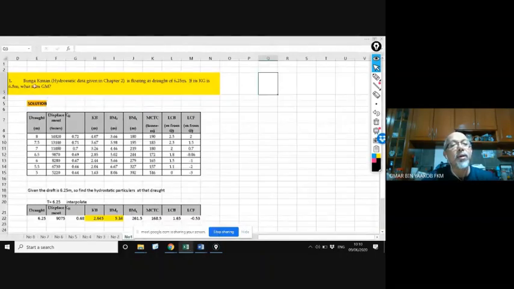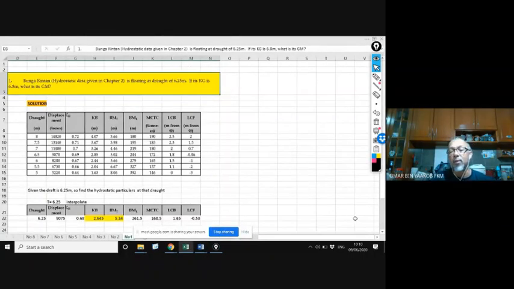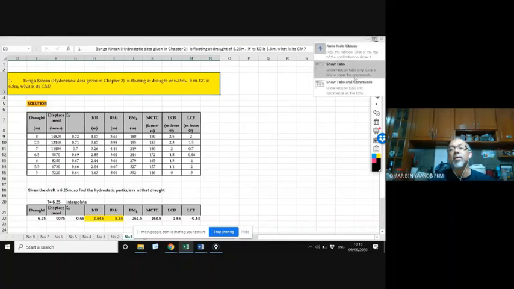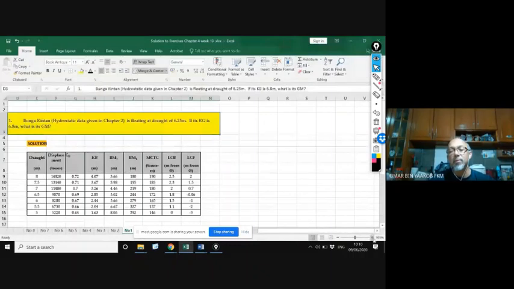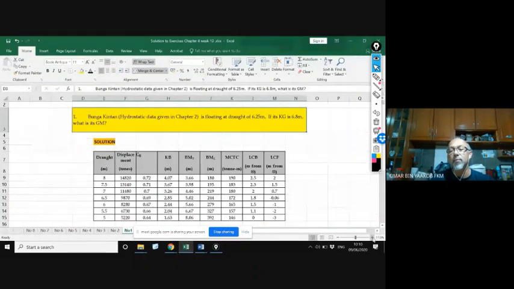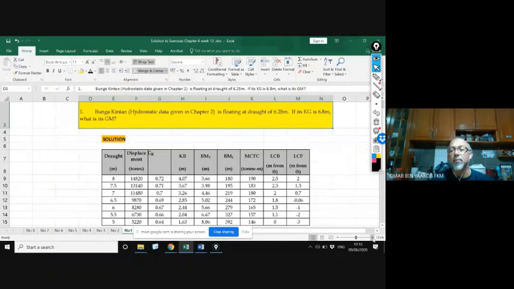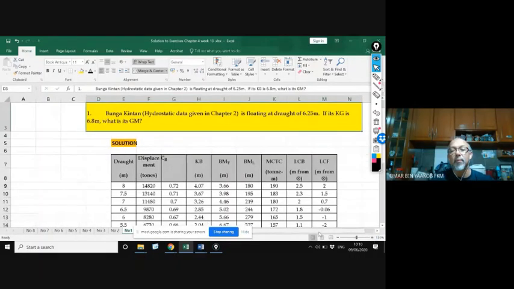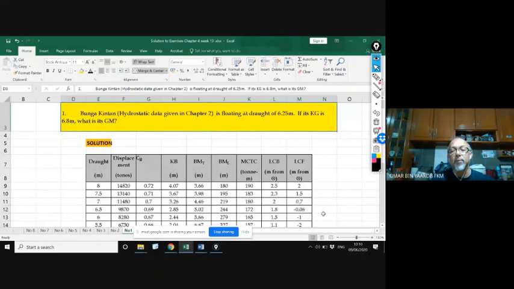So I copy the question here to the top of my Excel file, and I hope you can see the Excel file as well. We make it slightly bigger. So that's Bunga Kintan given floating at draft of 6.25 meters, yeah? 6.25, it's not 6.5. All right, so the question is, if its KG is 6.8, what is its GM?